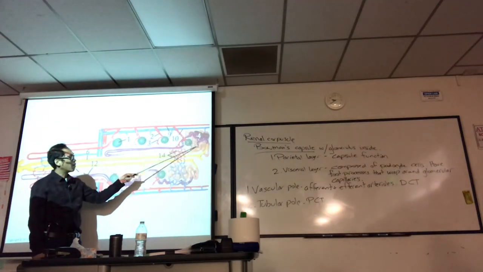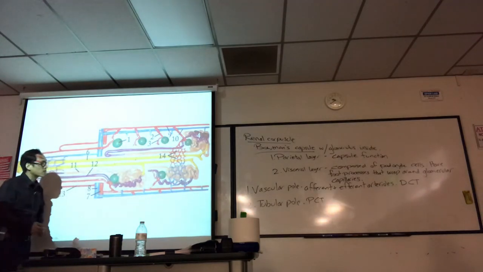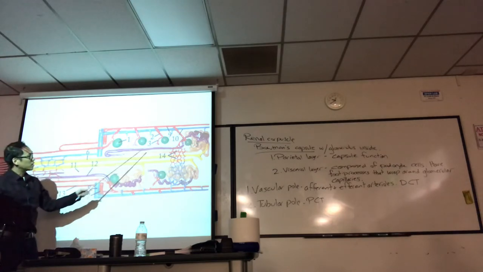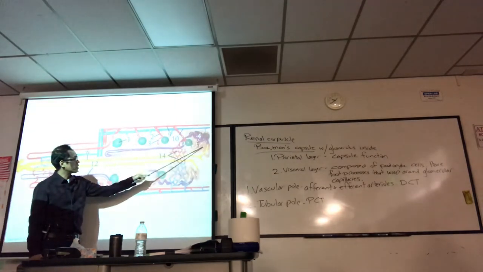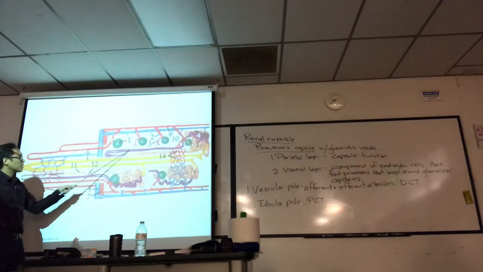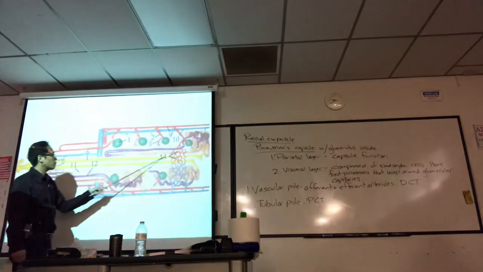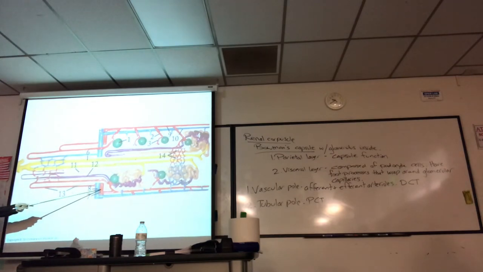Which is there more of, four or five? There's more PCT, that's true. The PCT are your most active reabsorbers. It's the first part. You have the most to reabsorb there. You just filtered it. By the time you get to DCT, there's not much left. So it goes vascular pole, tubular pole. So all that beige stuff is the PCT all the way down. Loop of Henle, it goes up. The dark purple is the DCT. Then it dumps into the yellow collecting duct.